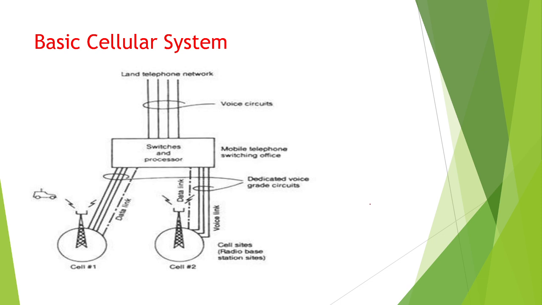Here you can see this is cell site 1 and this is cell site 2. This is an MTSO, mobile telephone switching office. So here I want to make a call. This is a user, and the user has a mobile unit. When the user initiates a call, first the call is received by the nearest coverage area cell site.